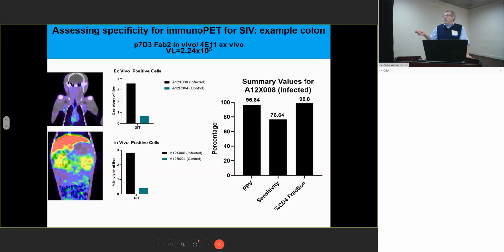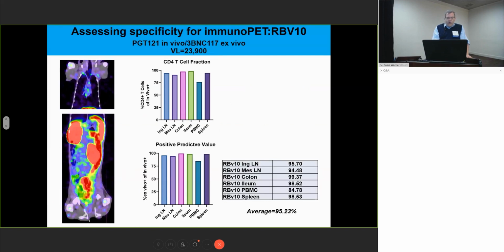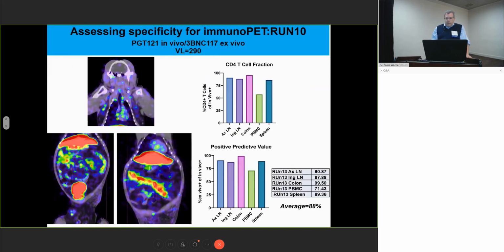And so we're going to be able to look at dose, and I can just say we're doing this with the other probes too. And so with PGT-121 at 23,000 viral load, we saw about 95%, this is just specificity. We went down to 290 and it dropped to 88%. And so that's something that we need to look at in terms of as viral load drops, how does our specificity change? What might be affecting that too? So that's, I think, important for us to look at.